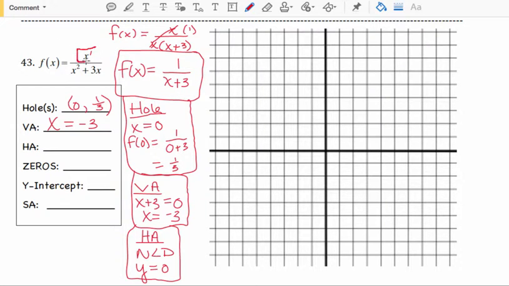Now, when you compare the degrees, you're looking at the first term in each polynomial. The first term is what determines the degree. So when I want to know the degree of the numerator, I look at the degree of the first term, and when I want to know the degree of the denominator, I look at the degree of the first term, and it's the exponent that you're looking at.